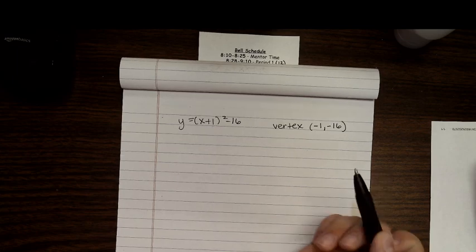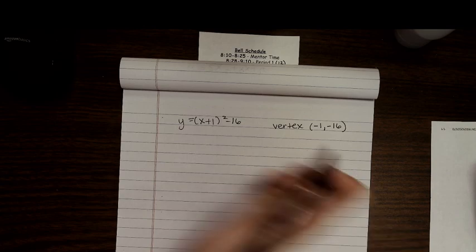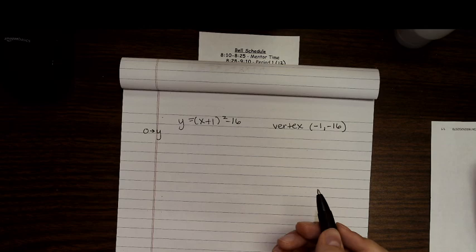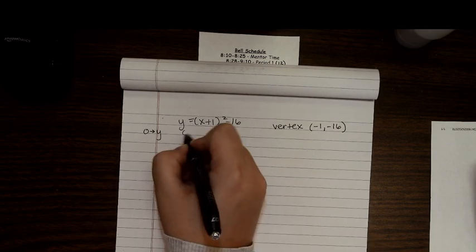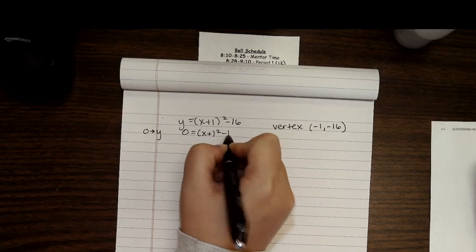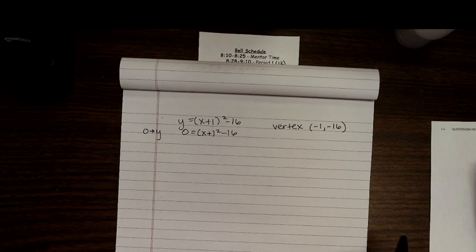So now we need to get our x-intercepts. So our first step in getting our x-intercept is plugging in 0 for y. So then I have 0 equals (x plus 1) squared minus 16. And the goal is to solve for x.